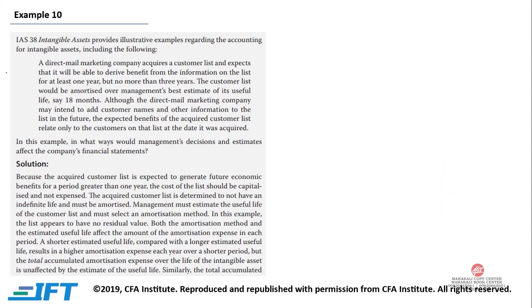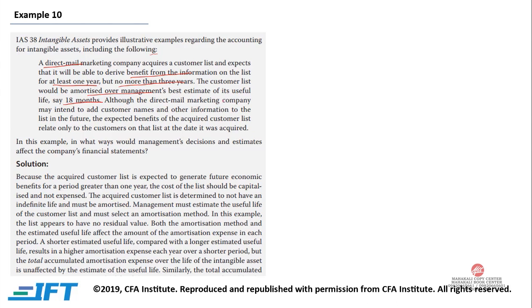Example 10. IAS 38 Intangible Assets provides illustrative examples regarding the accounting for intangible assets, including the following. A direct mail marketing company acquires a customer list and expects that it will be able to derive benefits from the information on the list for at least 1 year, but no more than 3 years. So here we are talking about definite lives. The customer list would be amortized over management's best estimate of its useful life, say 18 months.